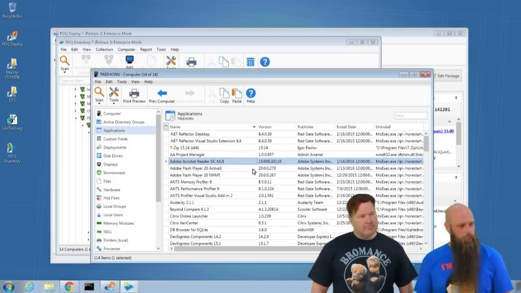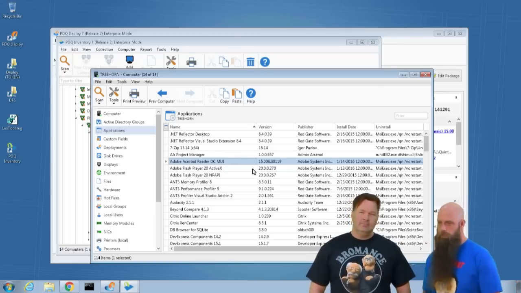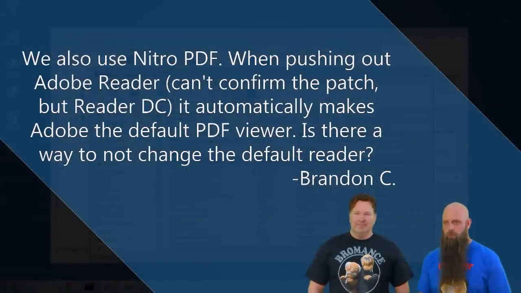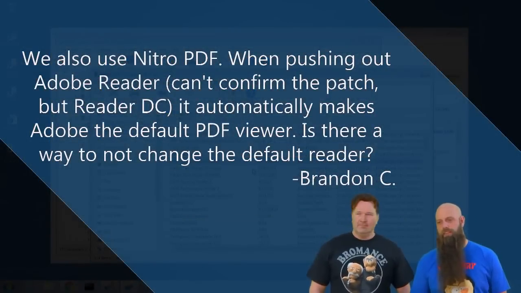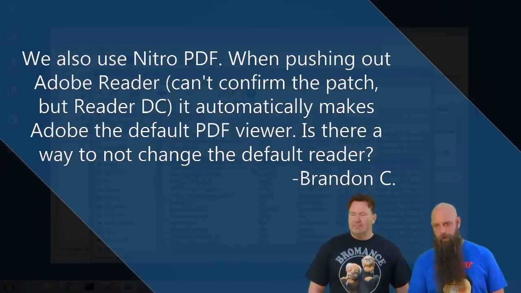Do we have any more questions? Yeah, pop it up. All right. From Brandon C. We also use Nitro PDF. When pushing out Adobe Reader, can't confirm the patch, but Reader DC automatically makes Adobe the default PDF viewer. Is there a way to not change the default reader?